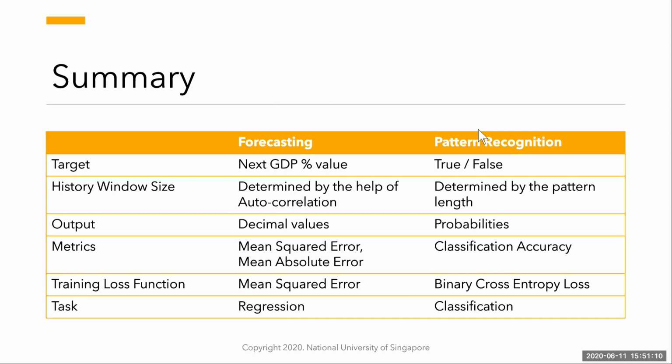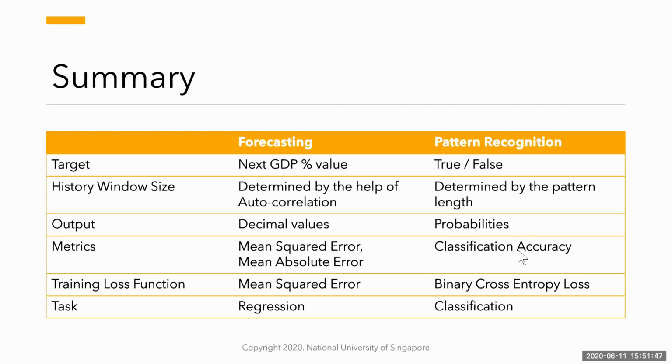Okay, so to do pattern recognition, if you could jump to this other side, differences: true or false for the target. In this case, I'm just doing true or false, but yes, if you have multiple patterns, like recession and some other thing, then you have three patterns. But here it is true or false. History window size, I will show you what I did, is sort of determined by the person. Output is a probability: in this case, probability of true above 50% is true, below 50% is false, something like that.